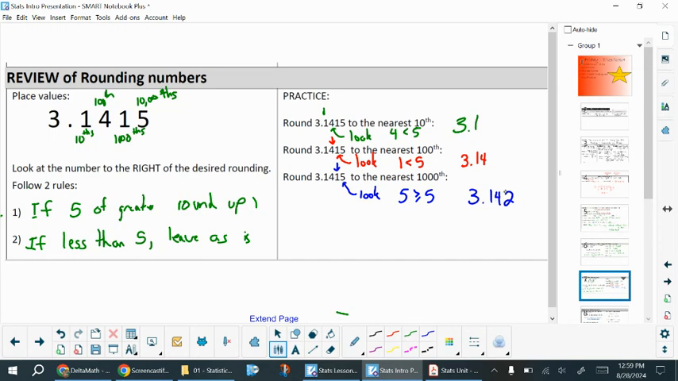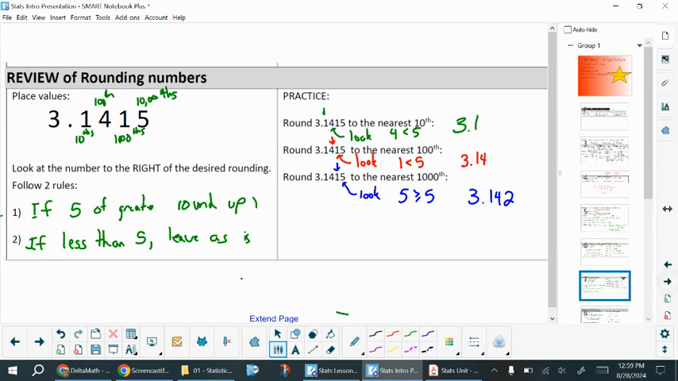The most you're ever going to change a digit is by going up 1. You'll never go down, you'll never go up by more than 1, and you're never going to do anything with these digits back further here. Those are just kind of there. You're ignoring those unless you're actually looking at them. So that's a little review of rounding.